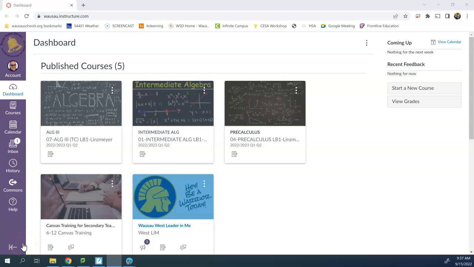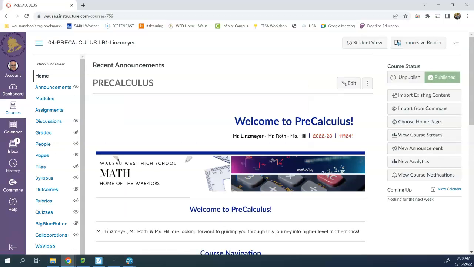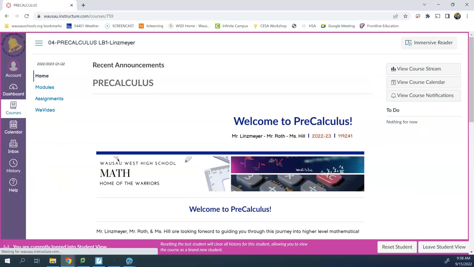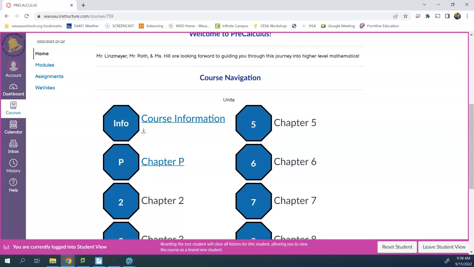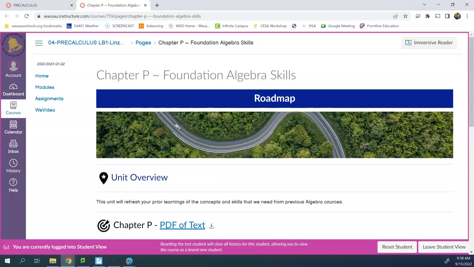So where you can find those problems, if you go to your Canvas, which is under apps on your Chromebook, you should all be registered in a pre-calculus class. You click on the pre-calculus class, and that will take you into the pre-calculus class. Then I'll go student view on this one so that you guys see what you see. Then you scroll down to the roadmap for chapter P. And within the roadmap for chapter P is a PDF of the text. And so we can have that.